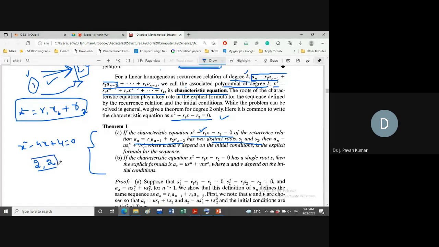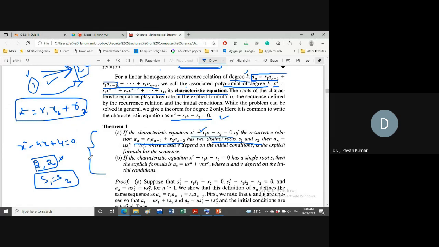Now, if you consider these as S1 and S2, and S1 is equal to S2, then we cannot consider these two as distinct roots. These two are not distinguishable from one another, so these are not distinct roots. Whereas if you consider x square minus 3x plus 2, or x square minus 5x plus 6, then we will definitely get distinct roots. Understand?